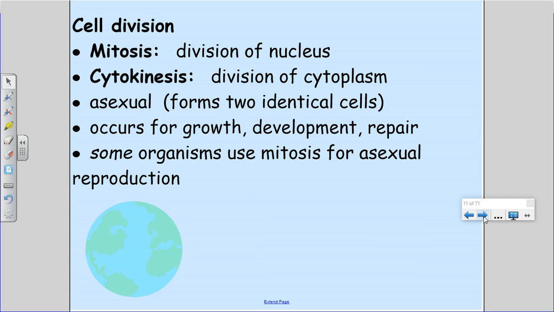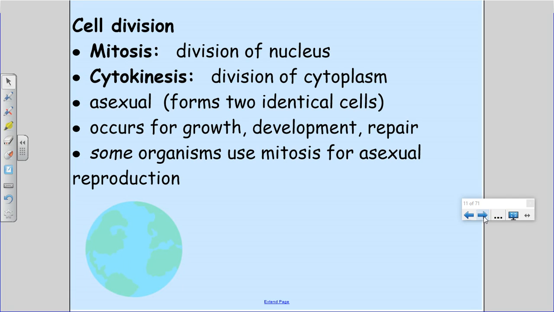Okay, so cell division consists of two different parts that kind of happen at the same time. We have mitosis, which is division of the nucleus. Cytokinesis is when the cytoplasm or the cell itself actually divides in half. If you had mitosis occur but no cytokinesis, you would have one cell that has more than one nucleus. There are some cells that do this, like fungal cells and muscle cells.